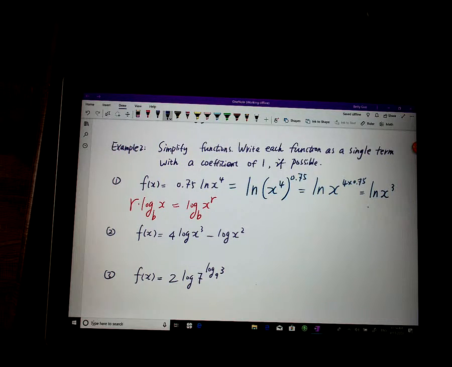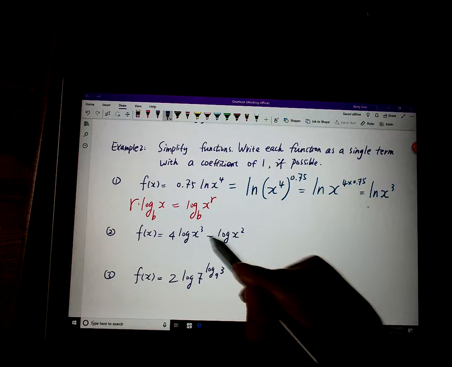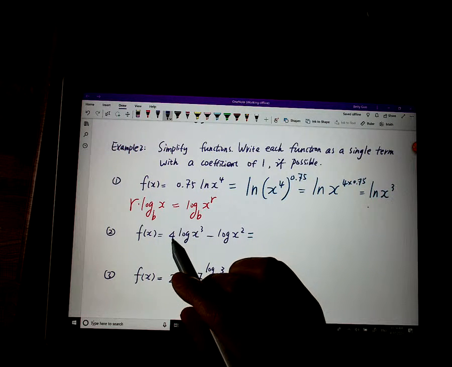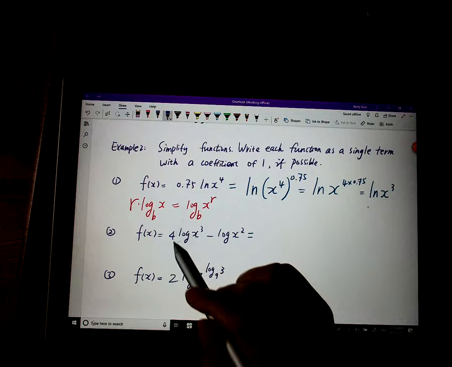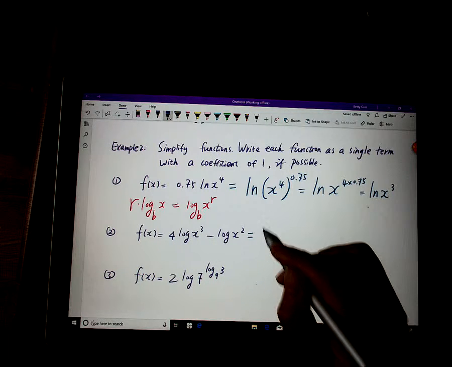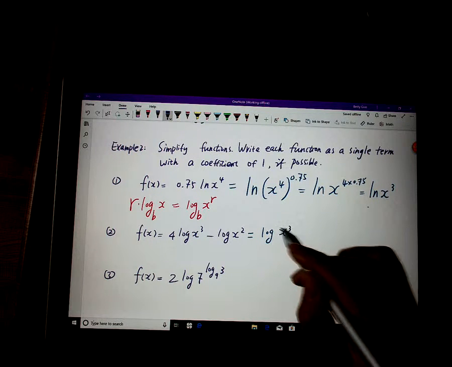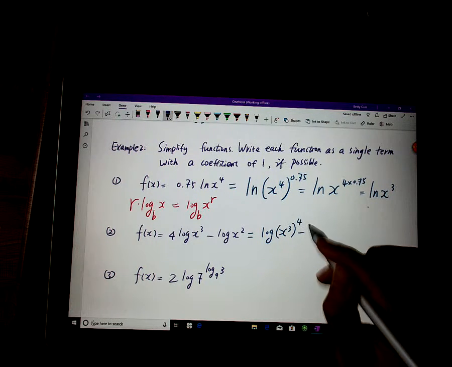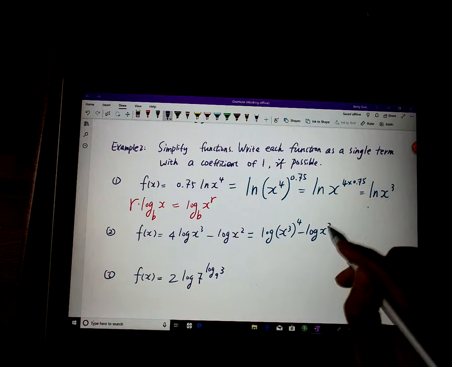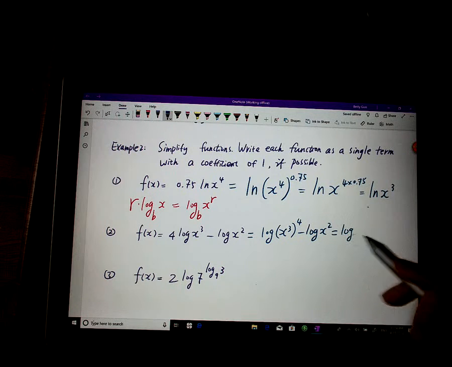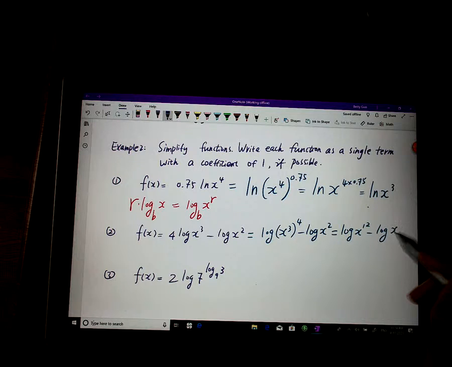Number 2. The function is a subtraction of 2 logarithms. The first logarithm has a coefficient, so we are going to apply the power rule to put the 4 back inside the argument. That gives us the common logarithm of x cubed to the power of 4, minus the common logarithm of x squared. By the power rule, 3 times 4 is 12. So that is the common logarithm of x to the power of 12 minus the common logarithm of x squared.